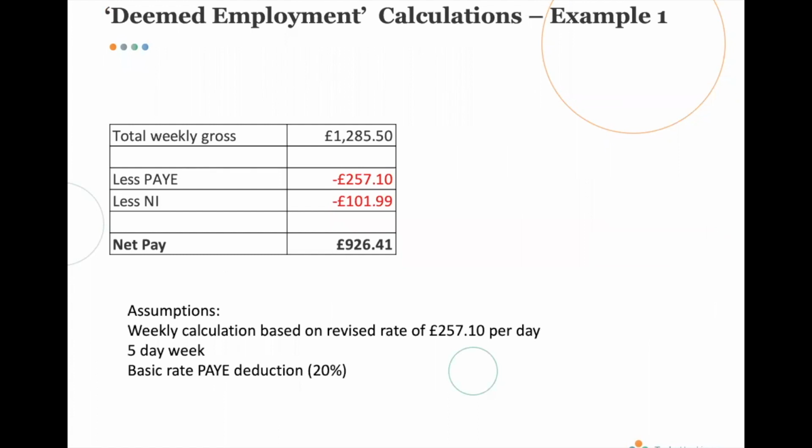Thanks, Fiona. So one of the options, as we talked about, was deemed employment, and what Taylor Hopkinson can offer is to make the deemed employment deductions directly from your PSC. So in this example, the calculation is based on a current day rate of £300 per day. To account for the employer's national insurance liability, a revised contract rate of £257.10 would apply, and this calculation is for a full week of 5 days at the revised rate, where we'd make the PAYE deduction and the national insurance deduction. So you can see that the net there would be just over £926 per week.